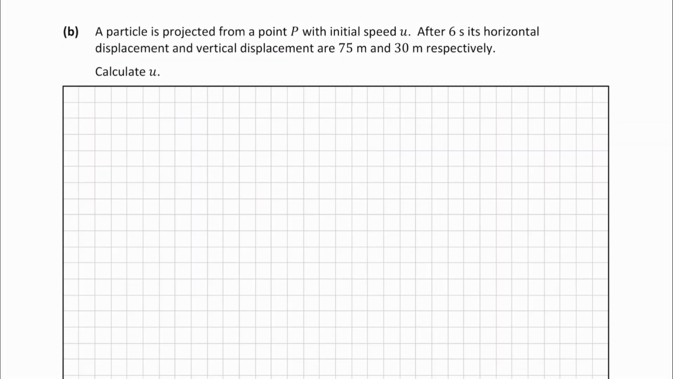Okay, let's look at question 10, part B. So we have a projectile, a particle projected from point P at initial speed u. We don't know the angle, so I'll call it theta. And after 6 seconds, its horizontal displacement and vertical displacement are 75 and 30 respectively. So the horizontal is 75 and the vertical is 30.